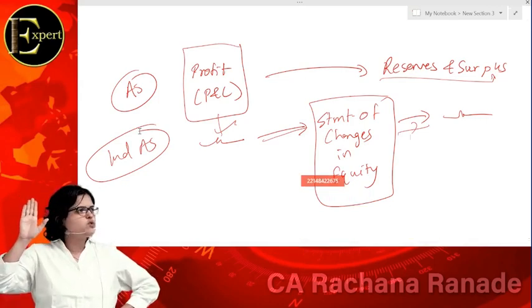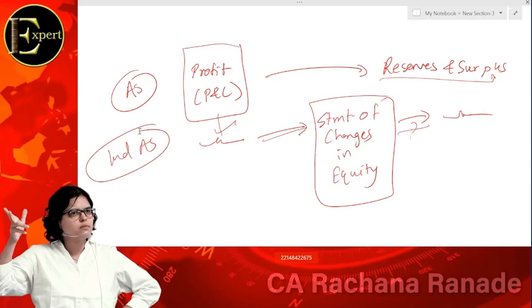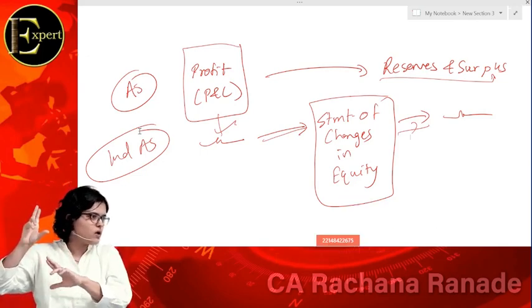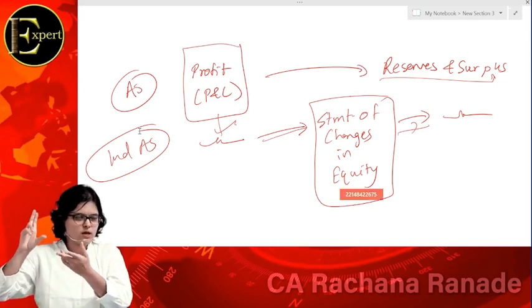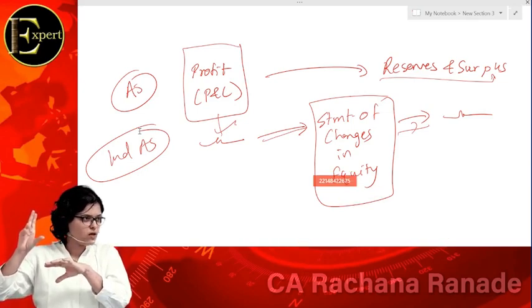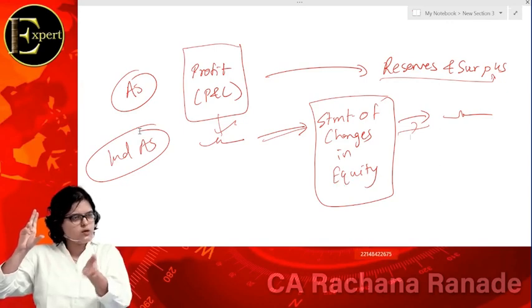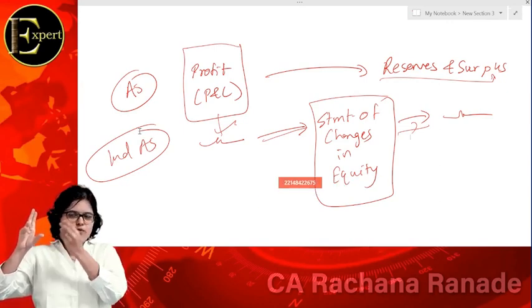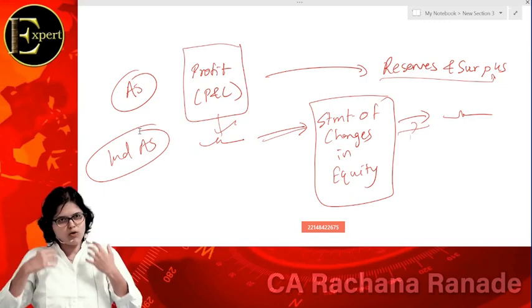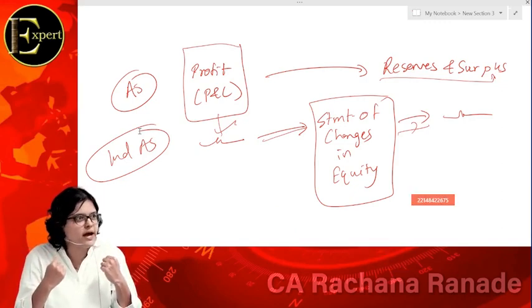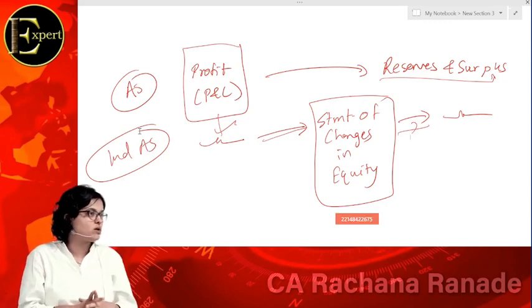Profit and loss account will show us what? Incomes minus expenses. The resulting figure will be either a profit or a loss. Okay. If there is a profit, who is happy? Shareholders. If there is a loss, who is unhappy? Shareholders. Either profit or loss, the hit or the good moment has to be taken by the shareholders only.